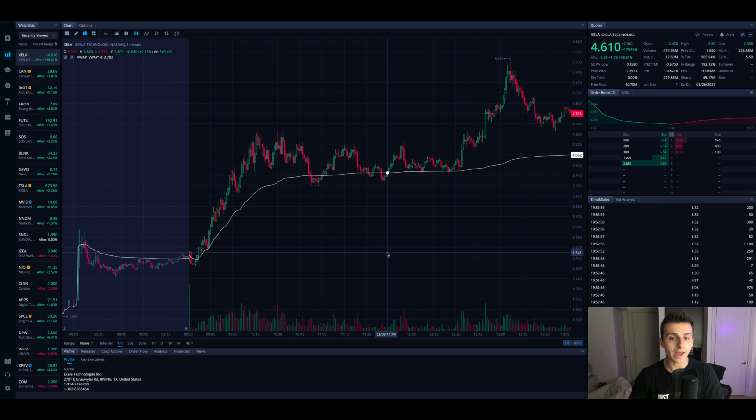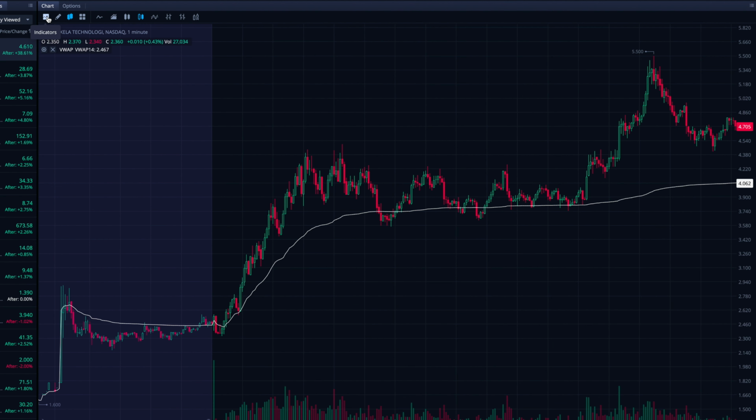So really quick, if you don't know how to get this set up on your charting feature on Webull, I have a video going over how to create a customized layout if you're interested, it's already on the channel. In the top left of the chart, there's an indicators tab, and it's going to come up with a bunch of indicators that are common indicators.